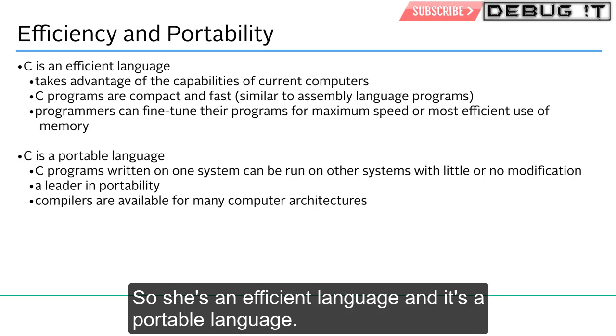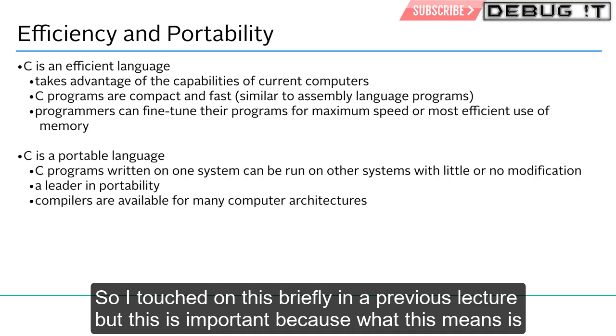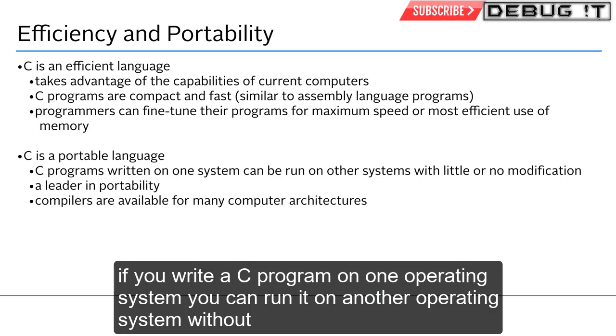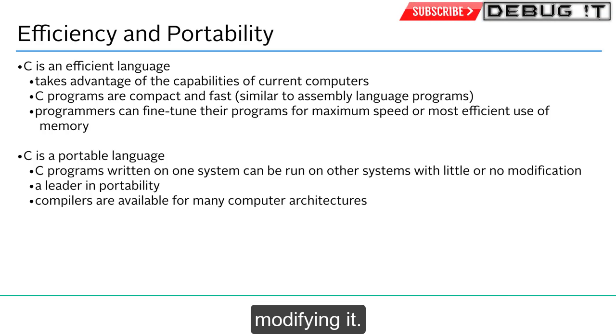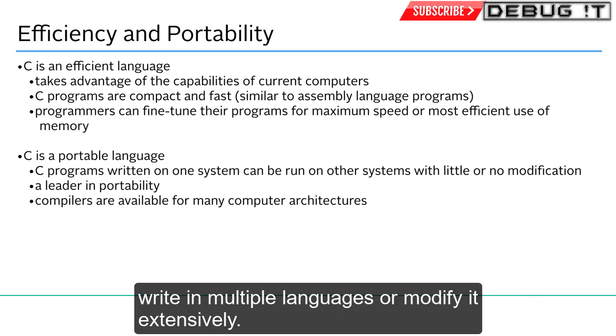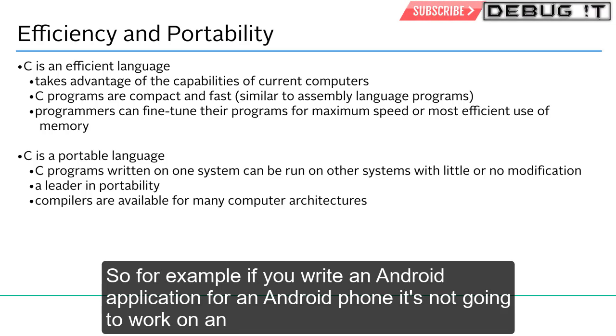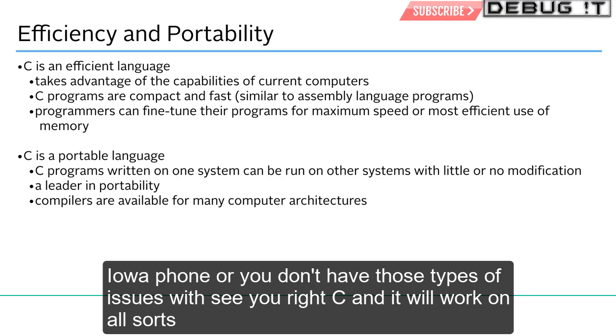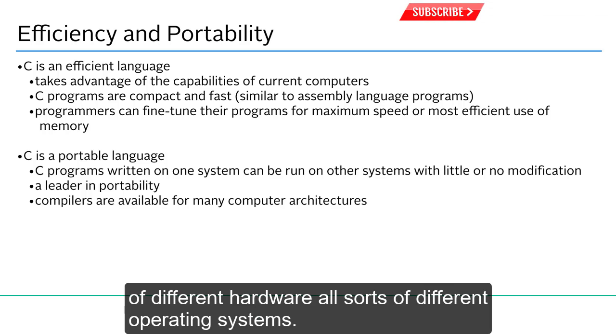And it's a portable language. I touched on this briefly in a previous lecture, but this is important because what this means is if you write a C program on one operating system, you can run it on another operating system without modifying it. One of the issues when writing code in today's world is sometimes it's not going to work unless you write it in multiple languages or modify it extensively. So for example, if you write an Android application for an Android phone, it's not going to work on an iOS phone. You don't have those types of issues with C. You write C and it will work on all sorts of different hardware and operating systems.